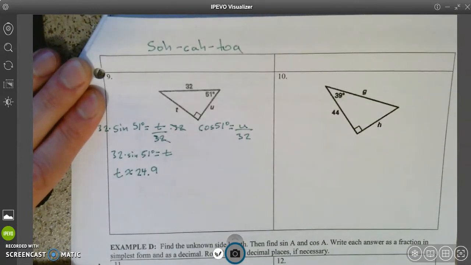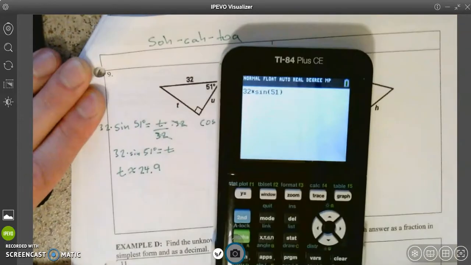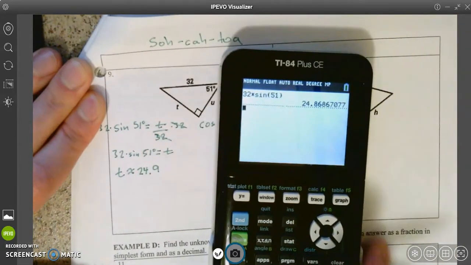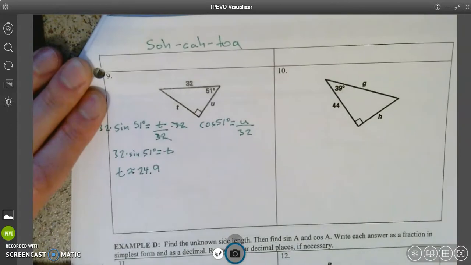And then cosine of 51 degrees, I'm going to double check that. My writing is a little bit off. 32 times sine of 51 degrees. Just double checking that. Okay, good. One of the numbers looked a little bit off.